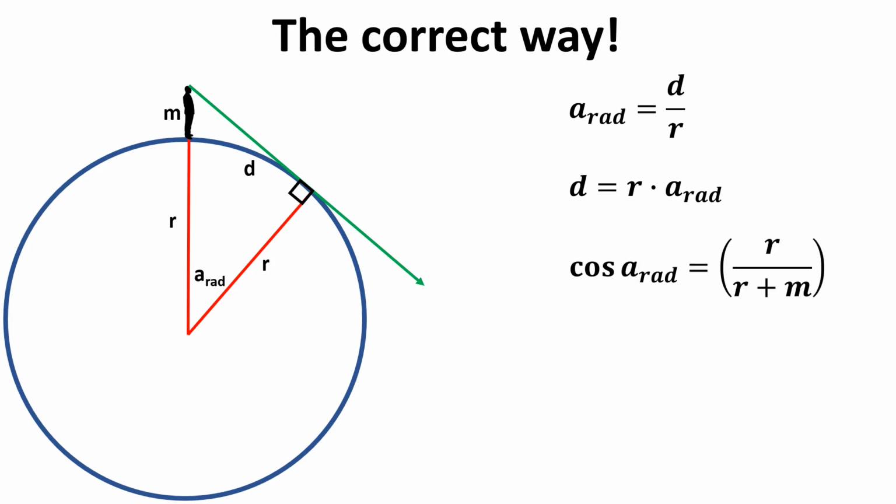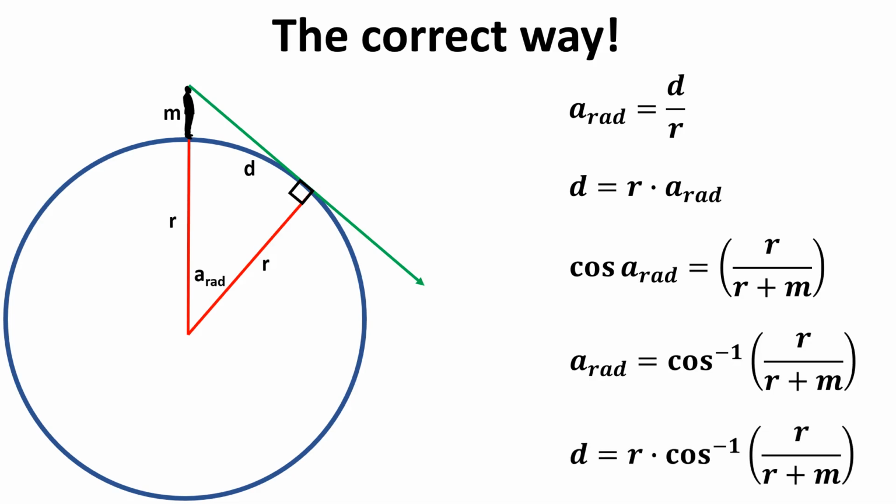Now, since the tangent to the circle forms a right angle at that point, we've got a right angle triangle, so we can also express that angle A using trigonometry. We've got the adjacent side and the hypotenuse, which means we can use the cosine function. So the cosine of angle A is the radius divided by the radius plus the observer height. Apply the inverse cosine function to both sides to get it in terms of the angle.